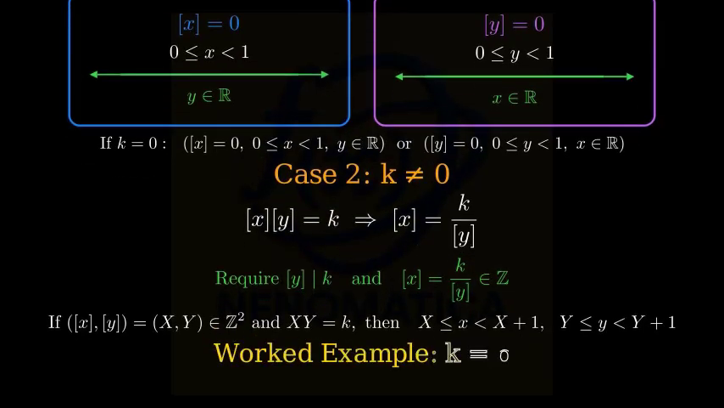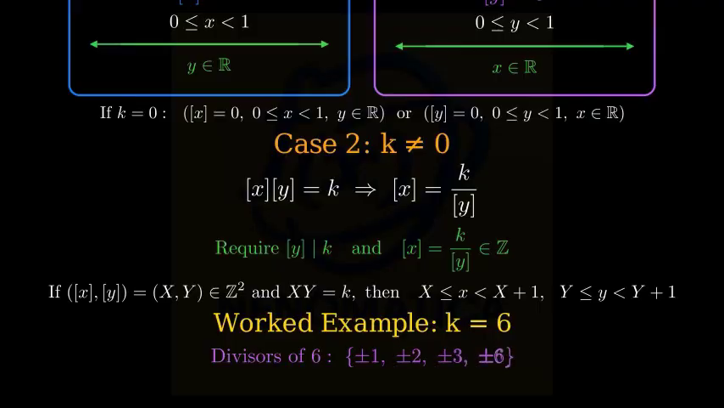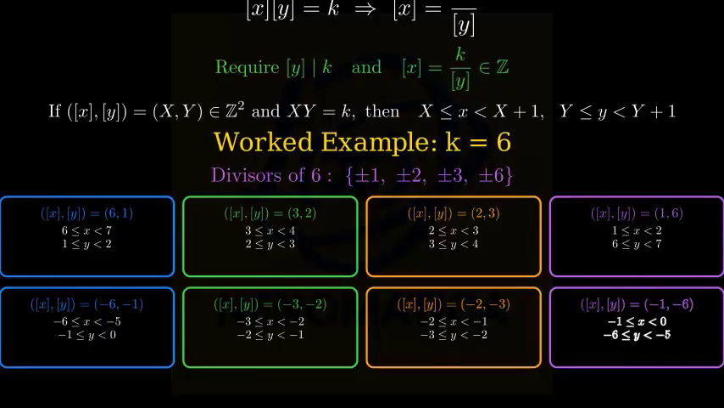Example, take k equals 6. The integer divisors of 6 are plus or minus 1, plus or minus 2, plus or minus 3, and plus or minus 6. We list all pairs where floor of y equals a divisor d, and floor of x equals 6 over d. Here are all 8 integer pairs. Each card shows the corresponding strips for x and y. Any real pair inside one of these strips will satisfy floor of x times floor of y equals 6.